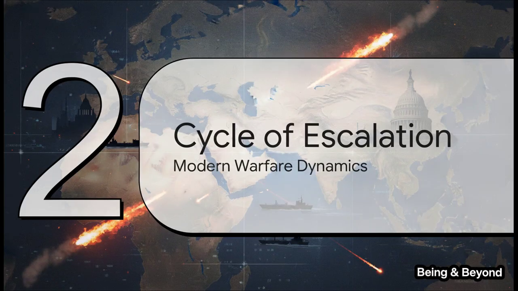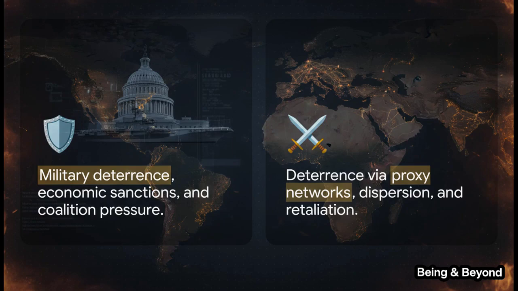Part 2. A cycle of escalation. Modern warfare dynamics. The rivalry has now shifted from a cold, ideological containment strategy to an active, modern battlefield defined by layered military confrontation. Today, these powers engage through fundamentally opposing doctrines. It's like watching two completely different playbooks.